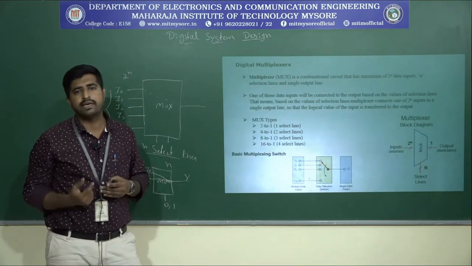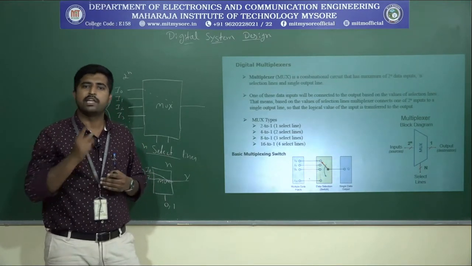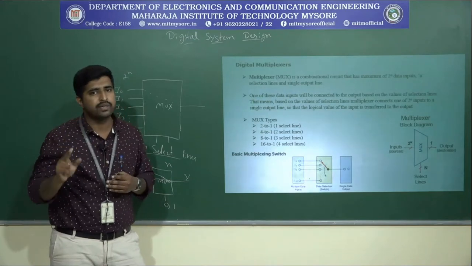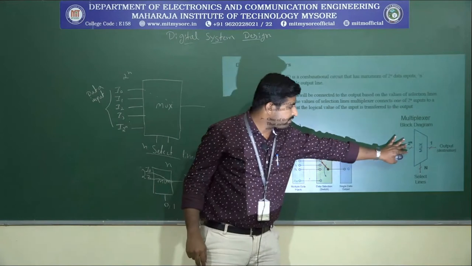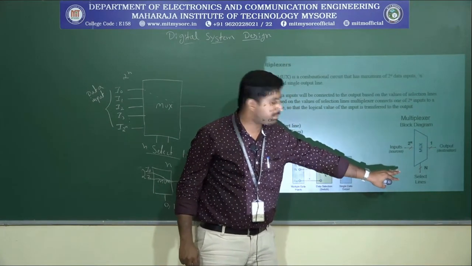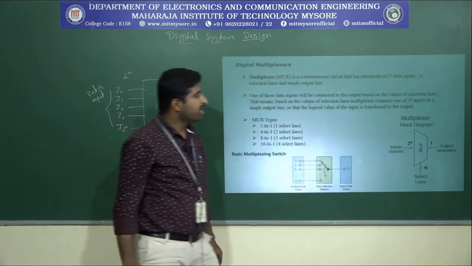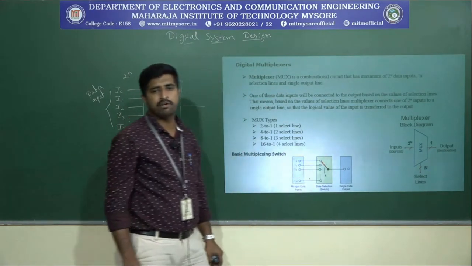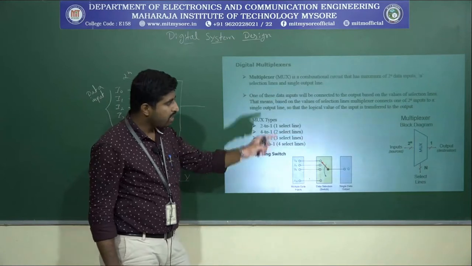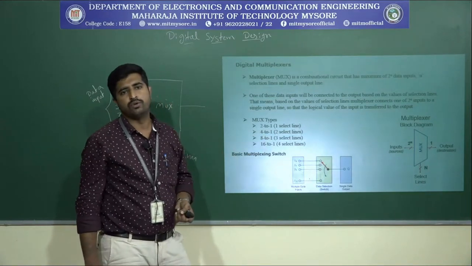According to the data value of the select lines, any one of the inputs will be connected to the output. So here, the inputs are 2 to the power of n. The general block diagram will be represented like this: there will be 2 to the power of n input lines, n number of select lines, and only one output.